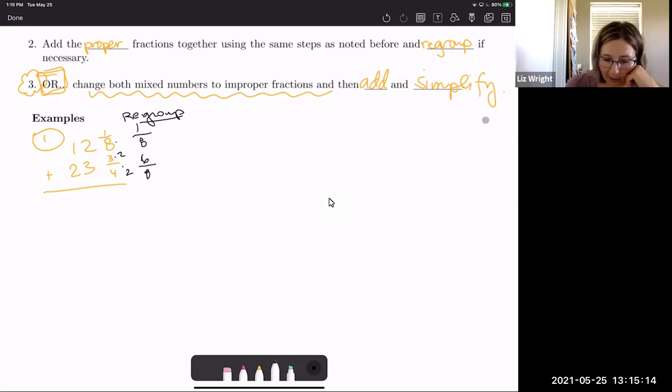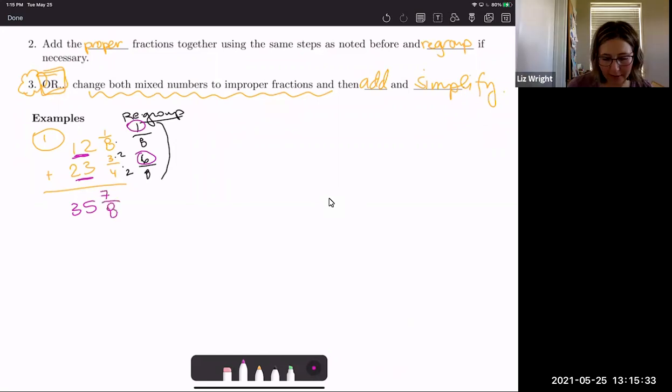So then here's the proper fraction part right here, right? We're going to add that portion together, and then I'm also going to add this whole number portion together. So that's going to be 35. And then 6 and 1 gives me 7, and it's going to be 7/8. So 35 and 7/8, and that is my final answer.